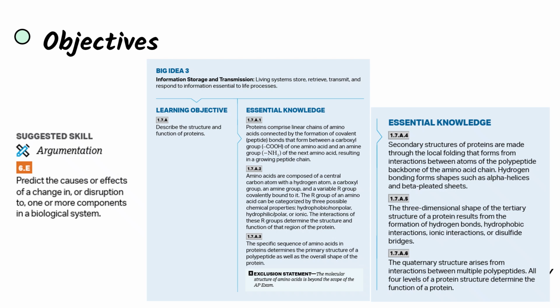And suggested skill is argumentation, 6E, predict the causes or effects of a change in or disruption to one or more components in a biological system.